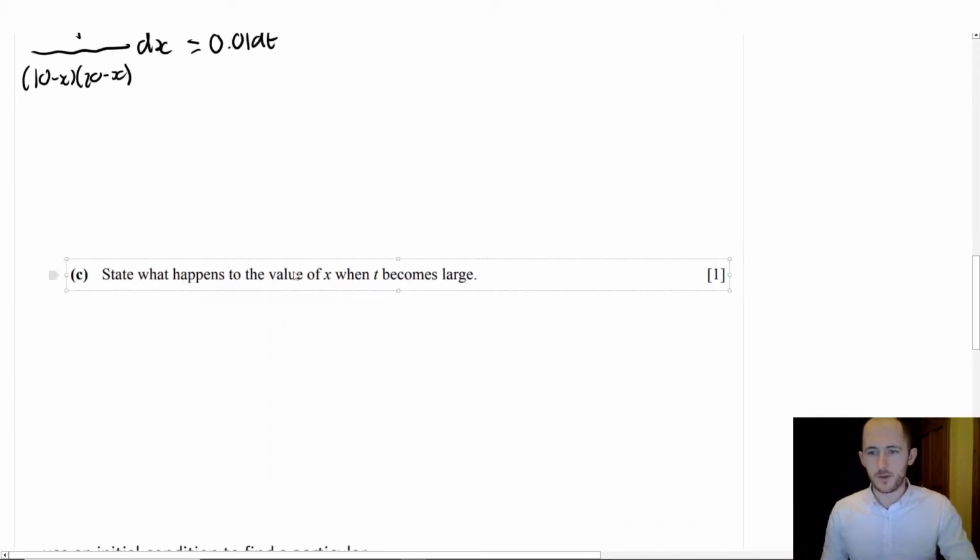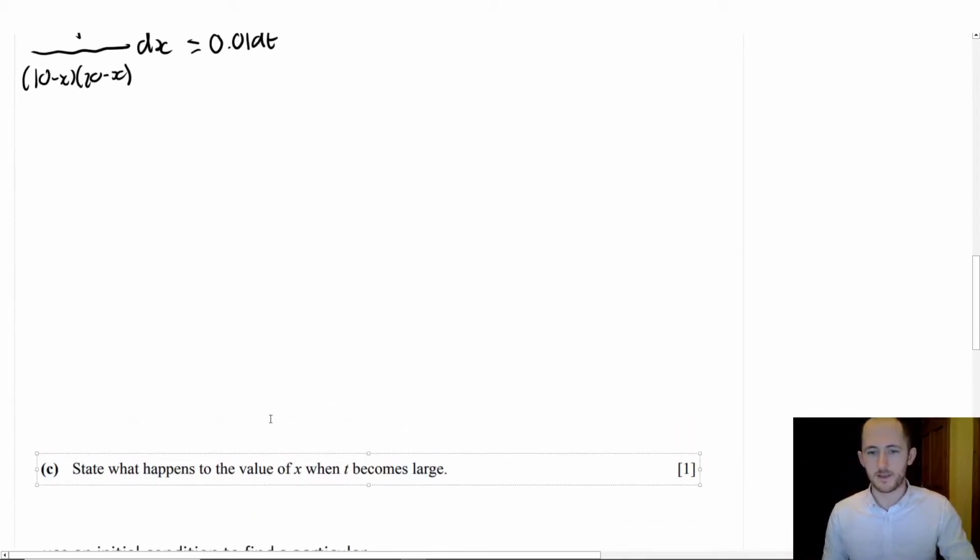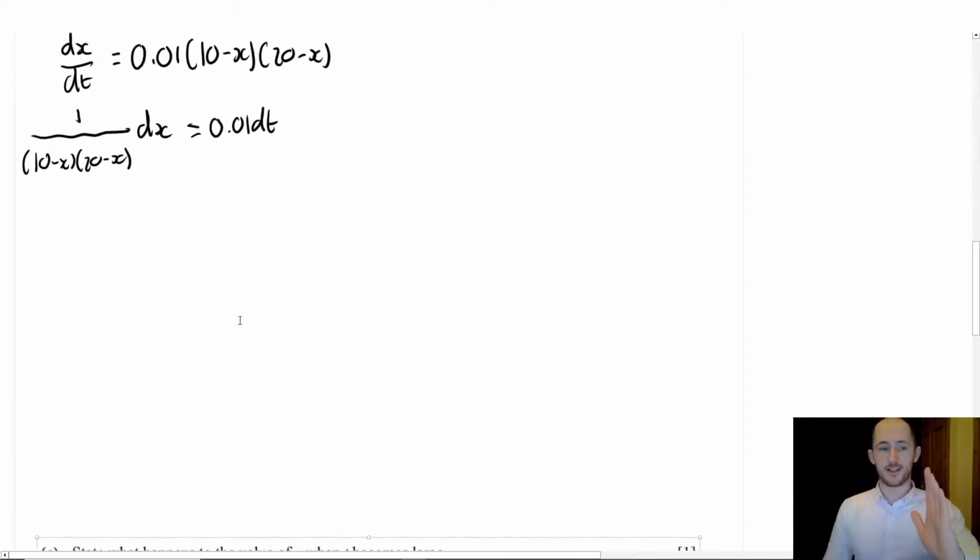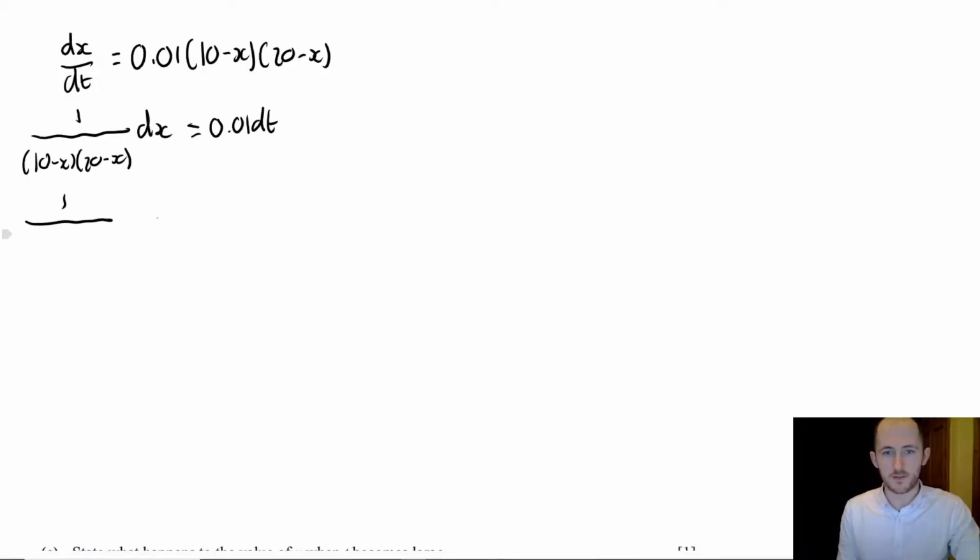So I'm going to make some more room, and we're going to be writing to the right, okay? And this is quite a long question. First things first, to integrate this, we can't actually do it straight away. We have to use partial fractions, okay? So I'm going to separate this out. In order to do partial fractions, we have on the left hand side this, and that equals a over 10 minus x plus b over 20 minus x.